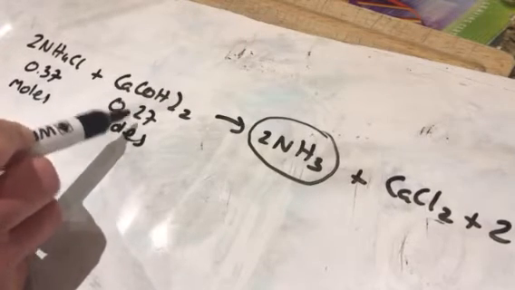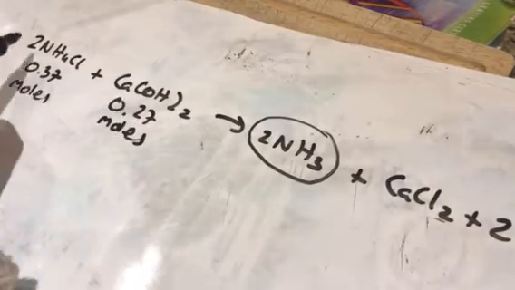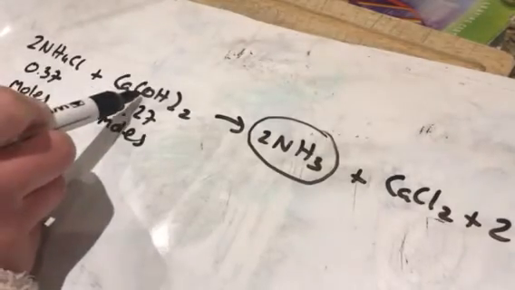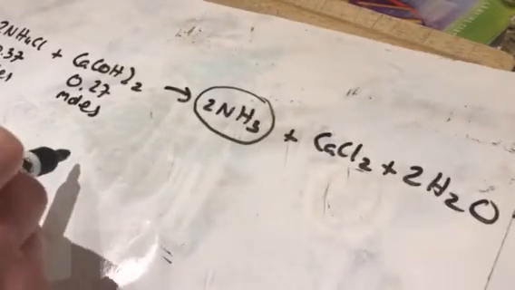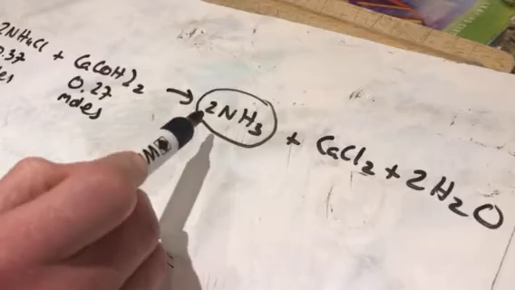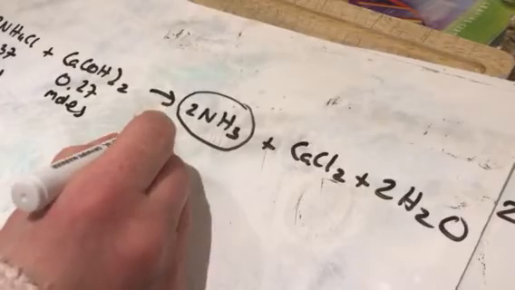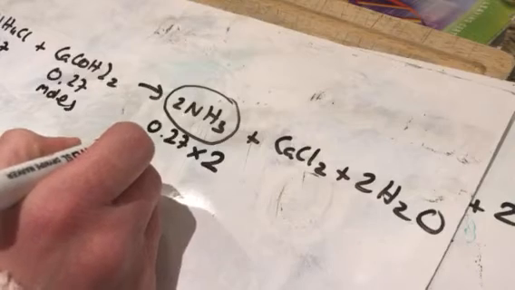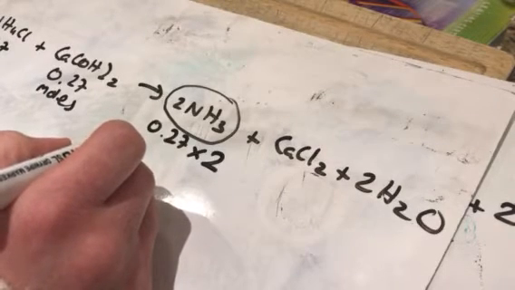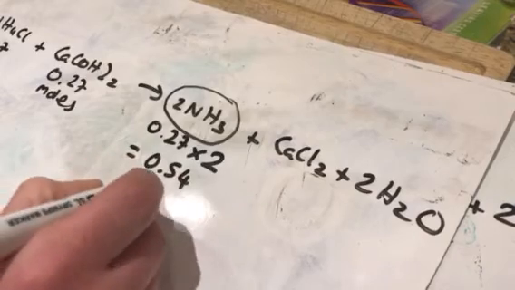We're going to be looking at the balanced equation here. We've got two of these, one of these, based on the balanced equation: 2 ammonia, 1 calcium chloride and 2 waters. The only thing we're really worried about here is your 2 ammonias. So if you've got 0.27 moles of calcium hydroxide, you have 0.27 moles of your product multiplied by 2. Let's put that into our calculator: 0.27 by 2, so that is 0.54 moles of ammonia.